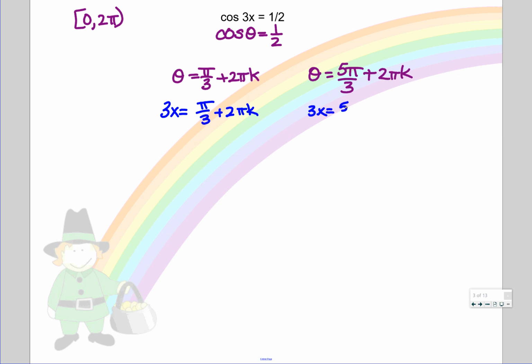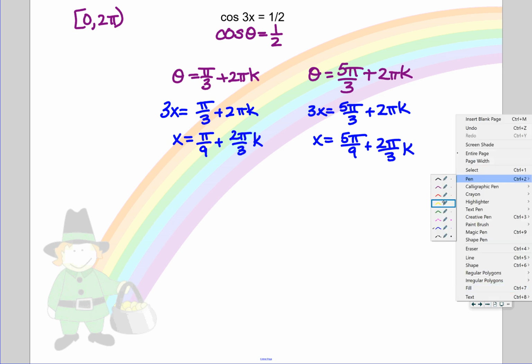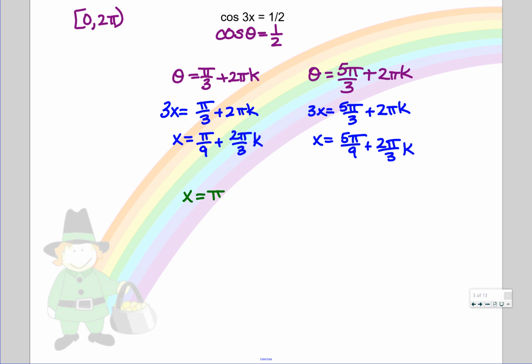All right, put back in my 3x that I started with. 3x equals 5 pi over 3 plus 2 pi k. And then in both of those cases, how do I solve for x? Divide by 3, or think of it as multiplying by a third. Okay, so we're going to multiply through a third. So that gives me x equals pi over 9 plus 2 pi over 3k and 5 pi over 9 plus 2 pi over 3k. So my first 2 answers are pi over 9 and 5 pi over 9.